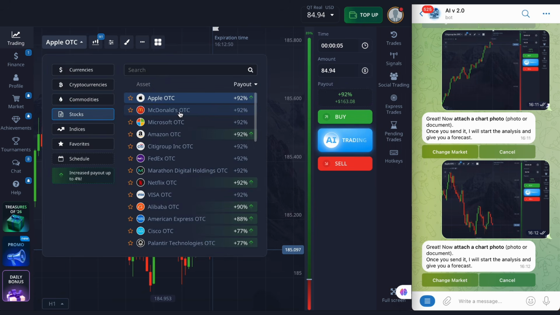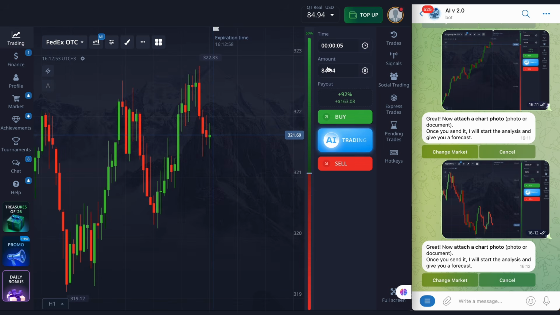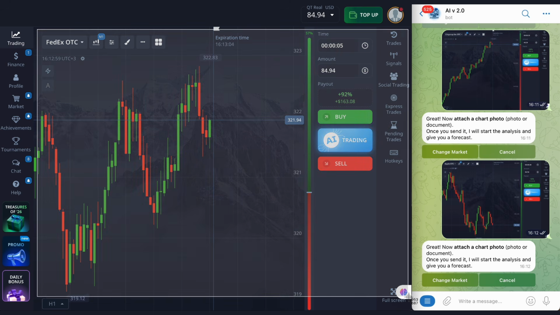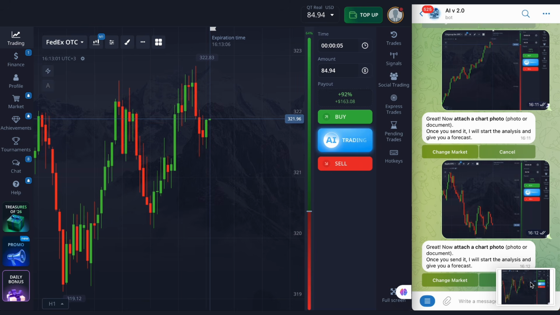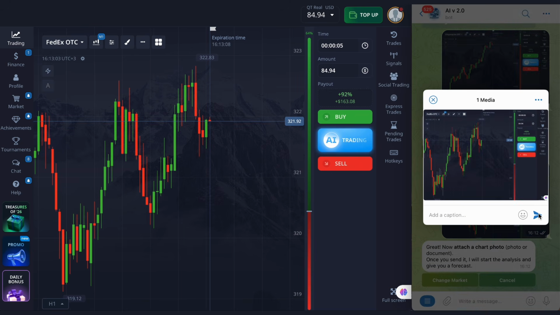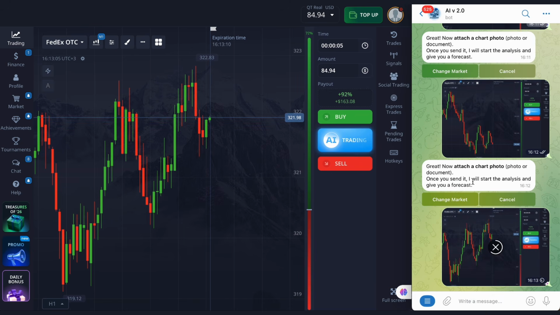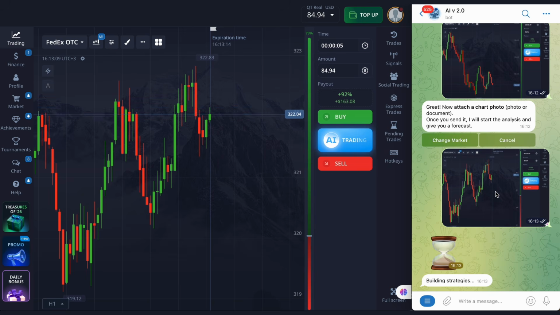Let's go ahead and hit the market with our next trade, which is gonna be on FedEx OTC. FedEx OTC maximum risk. Let's go ahead and take a nice screenshot of our chart. Alright, ladies and gentlemen, attaching my screenshot to my AI screener as usual. Once we send it, it's gonna start the analysis and give us the focus. So we're gonna hold on tight and see what is it gonna be, a buy or sell, holding on tight.